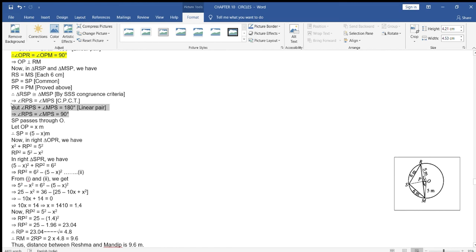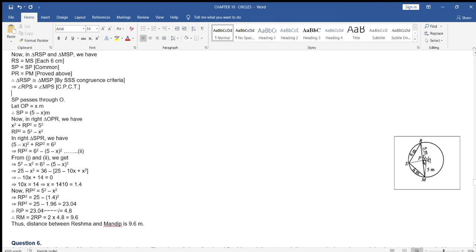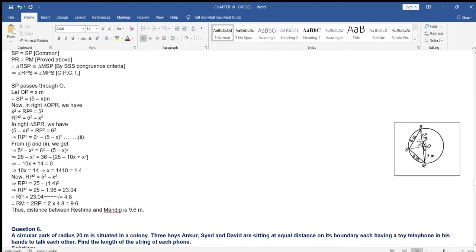We are having OS as 5, because from O to S it is also the radius. If we assume OP as X, then the remaining SP is 5 minus X. Now we know this OPR is a right angle triangle. So in this right angle triangle, 5 is the hypotenuse. So 5 square is equal to OP square, which is X, plus RP square. So one equation we are having from here.